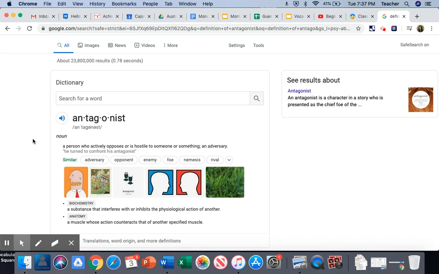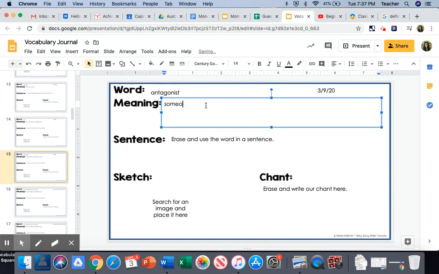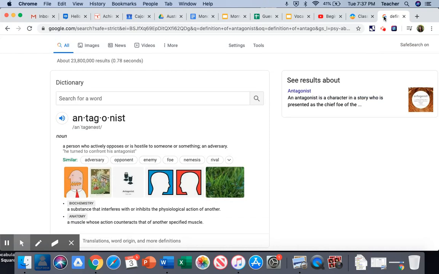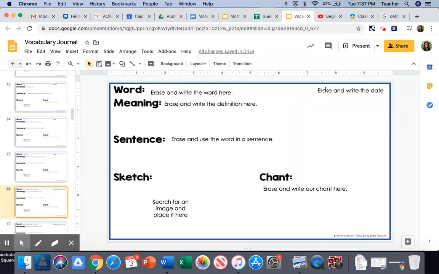An antagonist in a story is the character who messes things up, like the villain of the story, the one who comes and causes all the problems. So they're hostile to someone. They're causing the problems. So I think I'm going to put my definition as someone who causes problems in a story. You can write whatever definition makes the most sense to you. If you want to write a person who actively opposes or is hostile to someone, that's totally fine. So go ahead and pause it and write your own definition. Remember, we're only writing the word and the definition, the meaning today. Tomorrow you'll write the sentence. When you're done with that, go ahead and go to the next one.